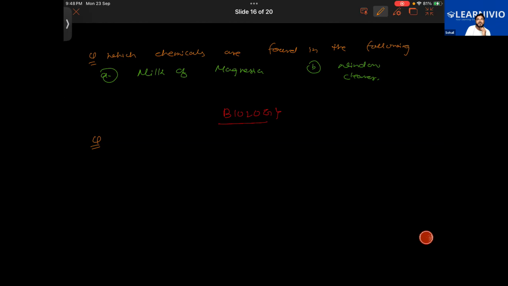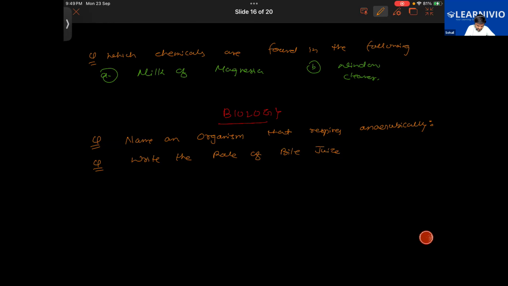Oh, you guys have learned the chapter respiration now? So, name an organism that respires anaerobically. That's the first question. Then let me think of some other questions. Okay, now from the chapter nutrition in animals, write the role of bile juice. What function is performed by the bile juice?